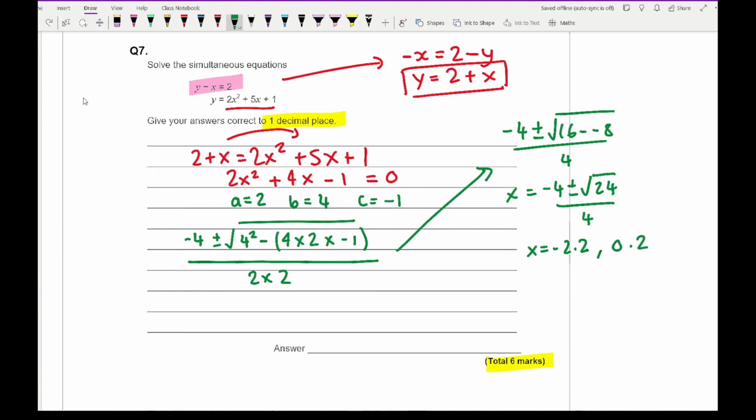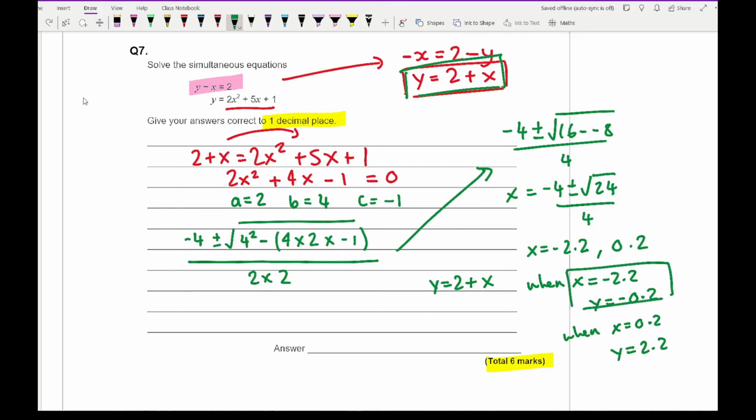And then from this, what I'm going to do is substitute that into the linear equation. So using y equals 2 plus x, when x equals minus 2.2, y is going to equal, well, if I just add 2, then that's just going to be minus 0.2. And when x equals 0.2, y is going to equal 2.2. So then my two answers are going to be that. So that's one set of answers, and that is another set of answers.